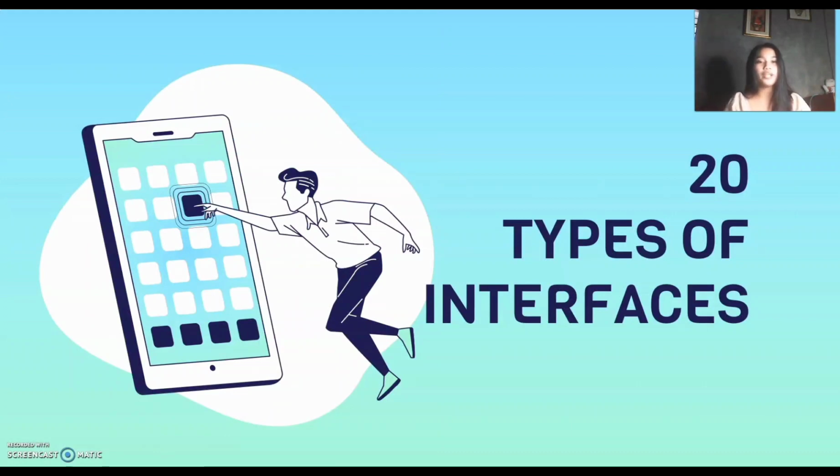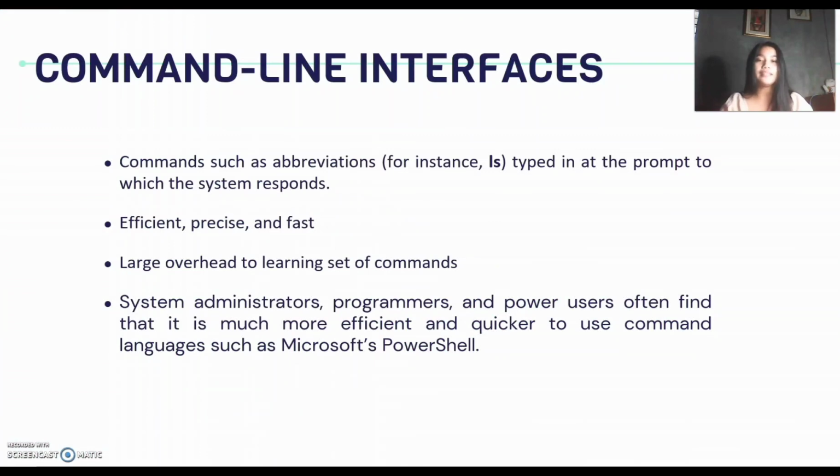In this chapter, there are 20 types of interfaces. The first one is the command line interface. Commands such as abbreviations, for instance ls, are typed in at the prompt, to which the system responds. Efficient, precise, and fast. There is a large overhead to learning the set of commands.